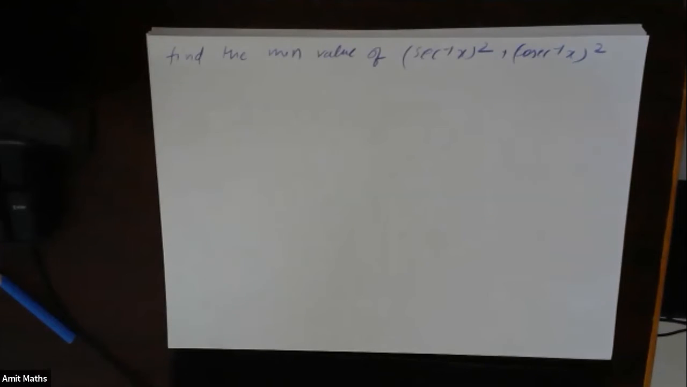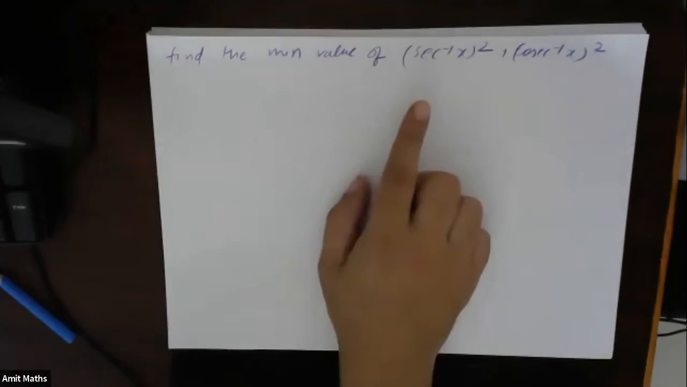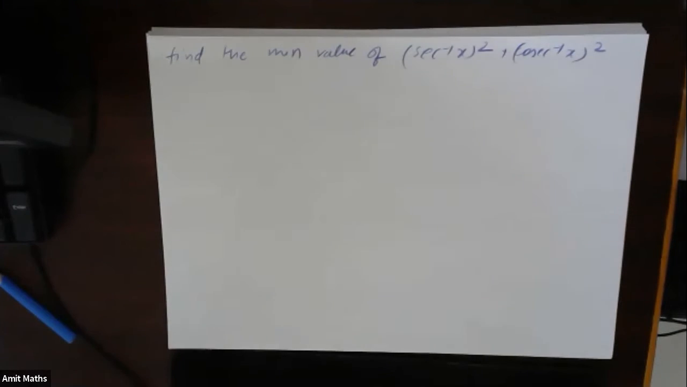So I told you in the last class, I think we have discussed how to find the maximum and minimum value. There were two methods: AM greater than or equal to GM, and the second method was to find the perfect square, to convert into a perfect square. So I think this question can be easily solved by converting it into a perfect square.